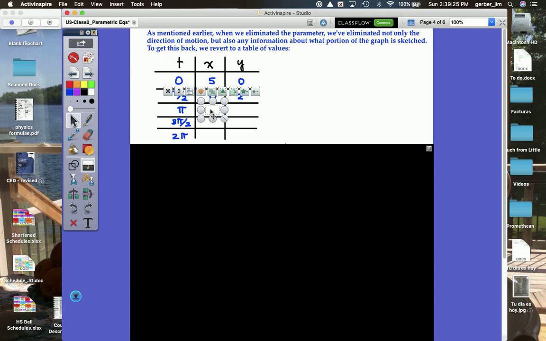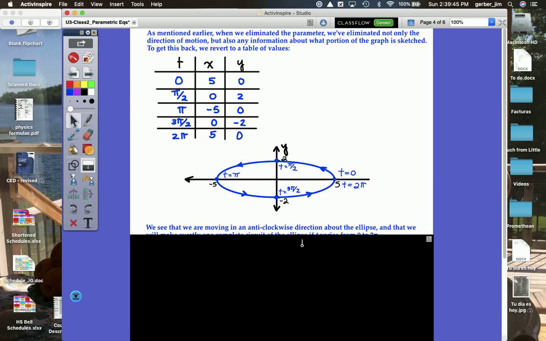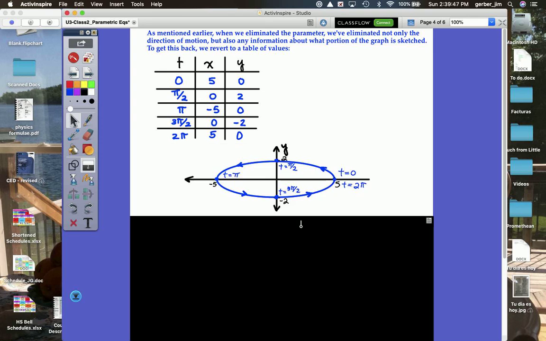At pi, we have an x value of -5 and a y value of 0. At 3 pi over 2, we have an x value of 0 and a y value of -2. And at 2 pi, we're back to where we started with an x-coordinate of 5 and a y-coordinate of 0. If we plot those on a Cartesian plane, we get this ellipse that we had already seen, but now we can see the direction. We can see that this starts at the point (5, 0), and it goes anti-clockwise one lap back around to (5, 0).